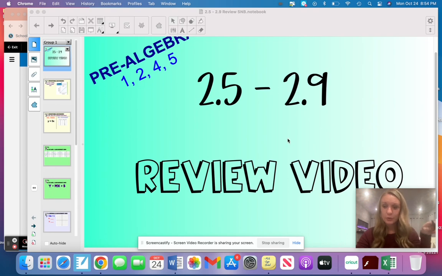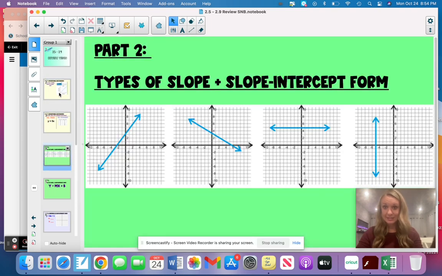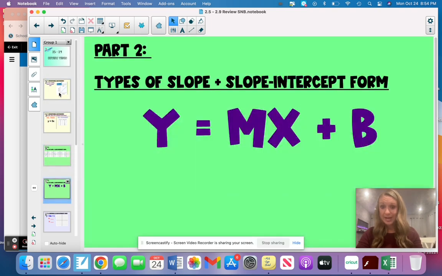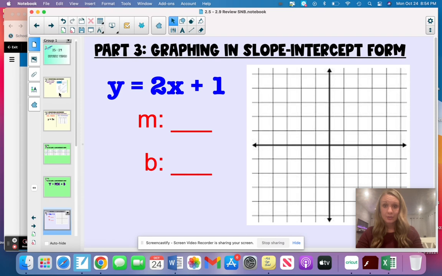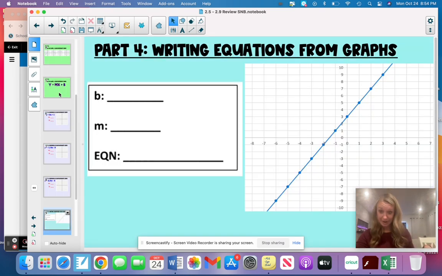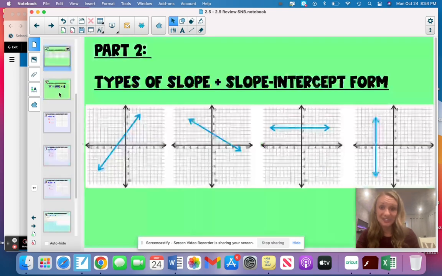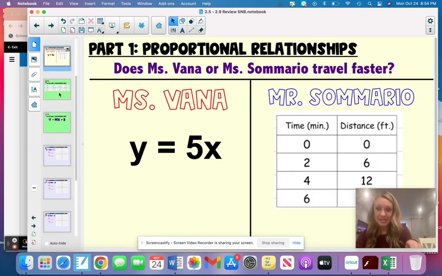So I'm going to go through the 5 different topics that'll be on your assessment. So the first one is proportional relationships. Then it's identifying the type of slope and slope-intercept form, graphing lines in slope-intercept form, writing equations from graphs, and then solving equations just as a review. So here we go. Every new color of slide signifies a new topic.